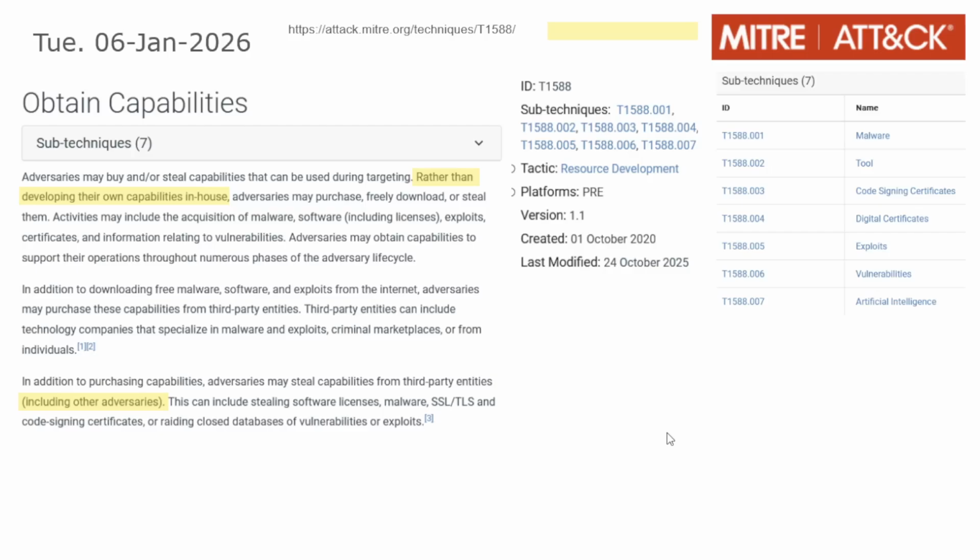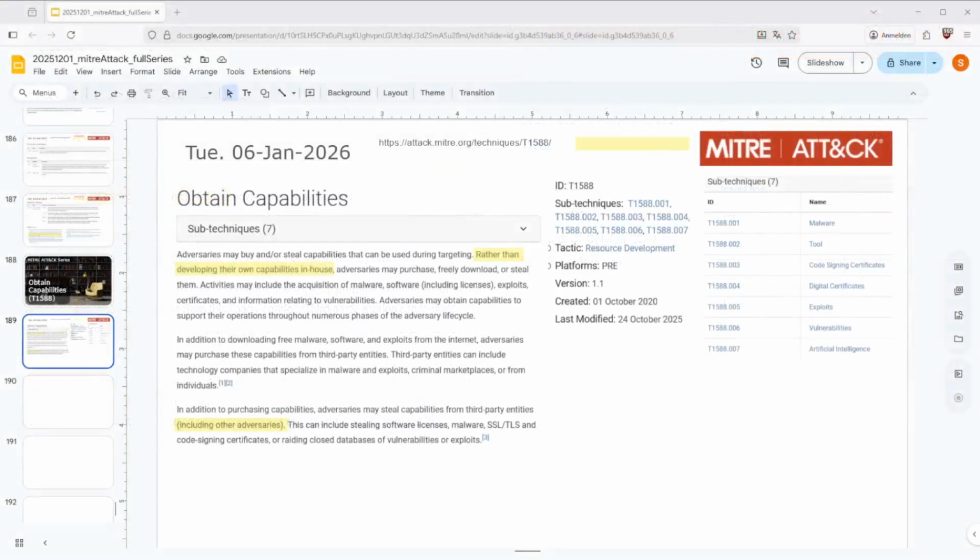Then this can include stealing software licenses, malware, SSL/TLS certificates, code signing certificates, or raiding closed databases of vulnerabilities or exploits. Yes. Pretty interesting, right? So seeing this just opens up your horizon a little bit on what is possible on the attacker side. Now we get an idea of what it can be.